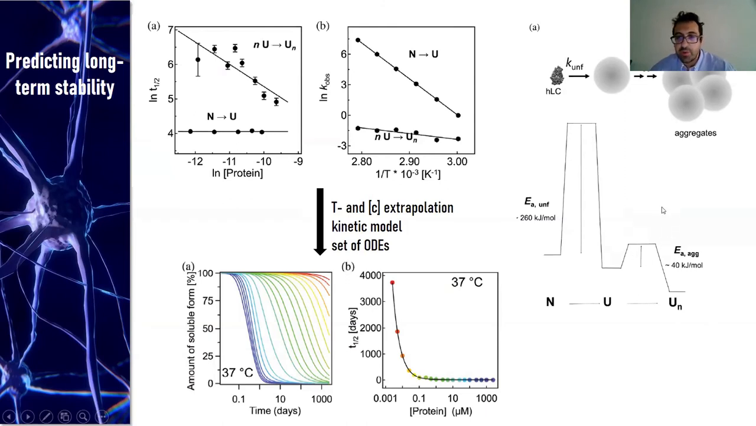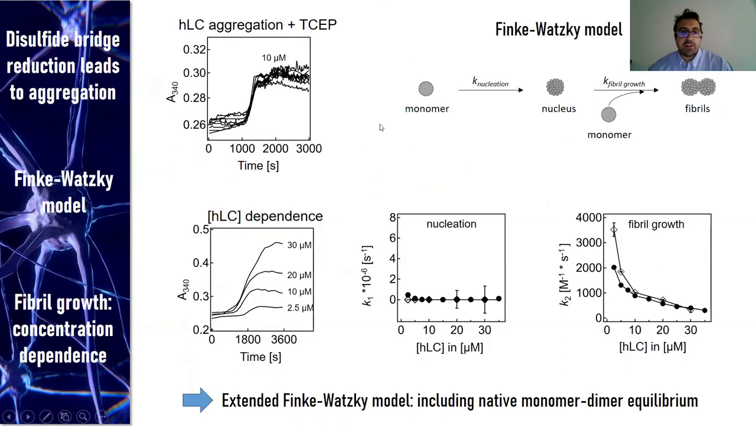So basically, we can conclude that the thermally induced aggregation of light chain is controlled primarily by the conformational unfolding energy barrier. There is also another way you can induce aggregation already at room temperature, and this is when you disrupt the disulfide bridges. I mentioned there are several disulfide bridges in the light chain protein, and if you reduce them, then you see aggregation. You can measure it by absorbance at 340 nanometers.